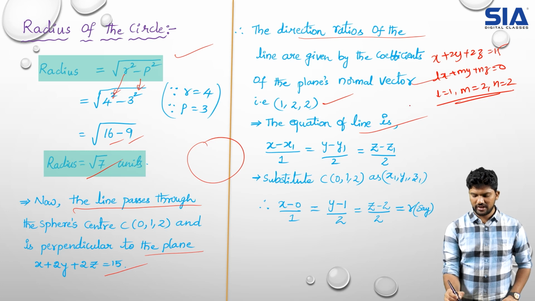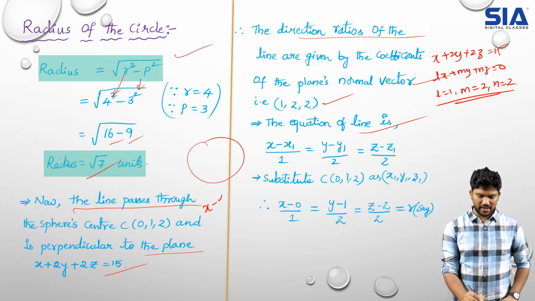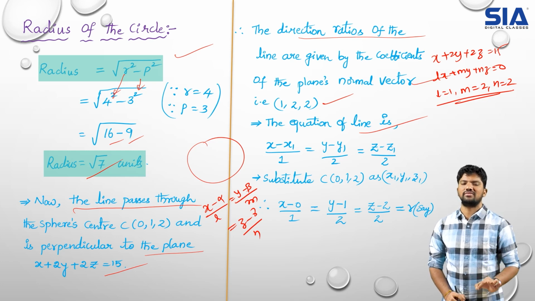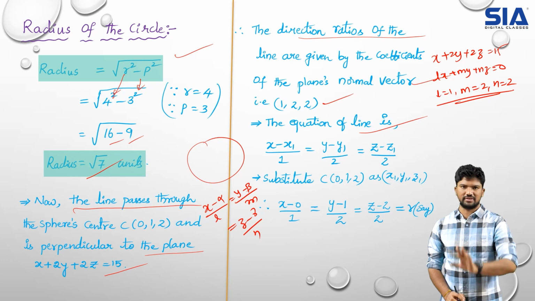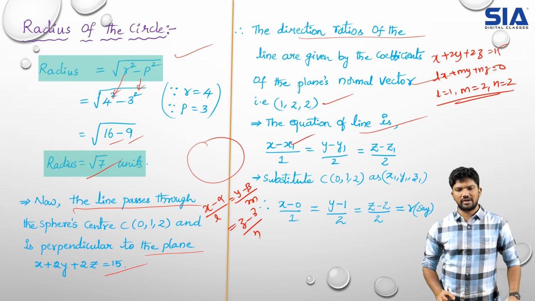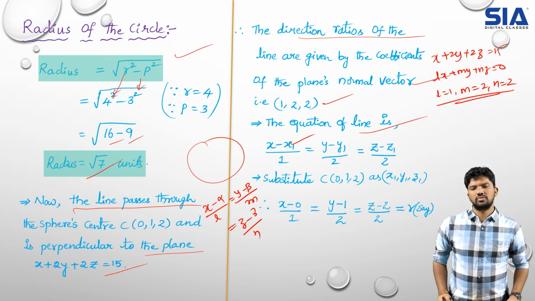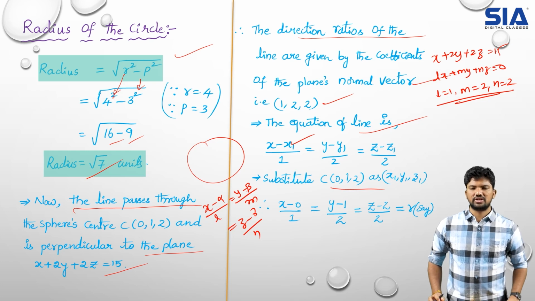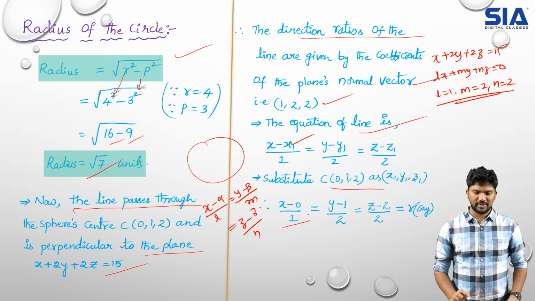You know very well, at the time of introduction only I clearly explained to you, x minus alpha by l, y minus beta by m and z minus gamma by n. This is the equation of a line. But at the same time, there only I clearly mentioned, in place of alpha, beta, gamma, we can also take x1, y1, z1. So that's why x minus x1 by 1 equal to y minus y1 by 2 equal to z minus z1 by 2. So therefore, substitute the value of the center of the sphere 0, 1, 2 as x1, y1, z1. Therefore, x minus 0 by 1, y minus 1 by 2 equal to z minus 2 by 2.